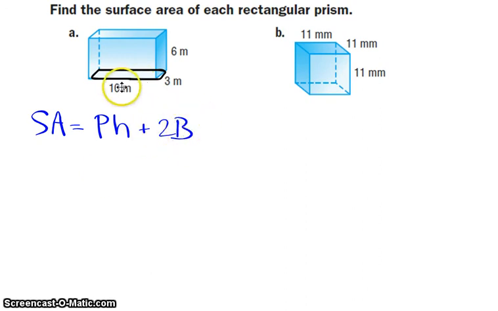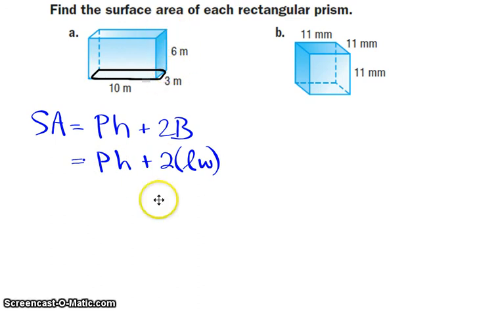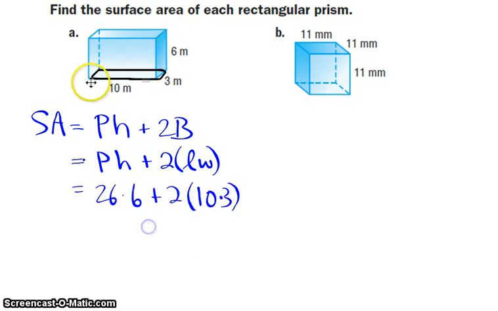How do I find the area of the base? Length times width. So I kept these the same, and I just changed B to length times width. Now all we're really dealing with is just this base. Alright, let's look for the perimeter. How do I find the perimeter of this base? 10 plus 3 plus 10 plus 3. Okay, and the height of the figure is 6. So 10 plus 3 plus 10 plus 3 is 26 times the height, which is 6.